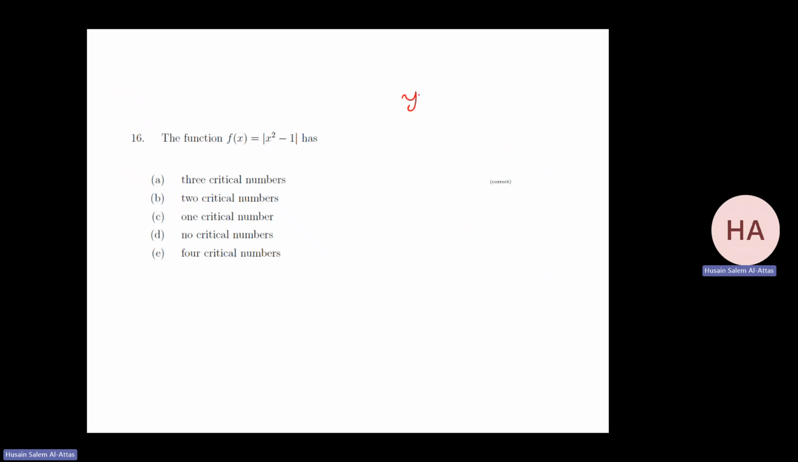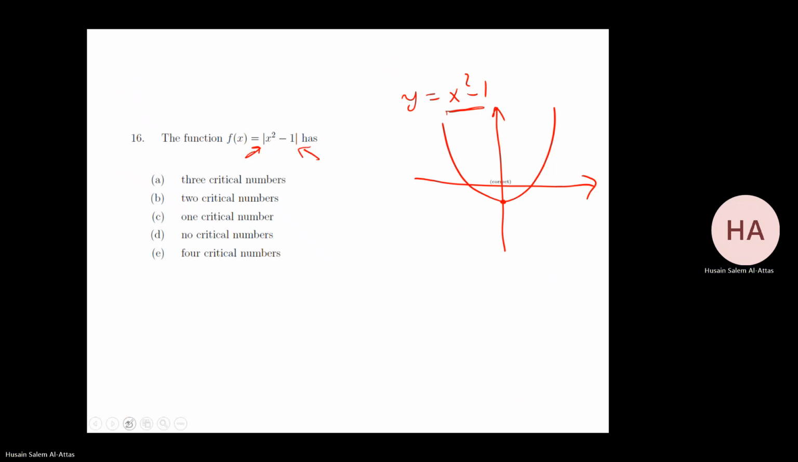I know how to graph x squared minus 1. This is just a parabola. At 0, it's minus 1. So it's just a parabola like this. That will be x squared minus 1. Now, what does the absolute value mean? This negative side, I will make it positive, and the rest is the same.